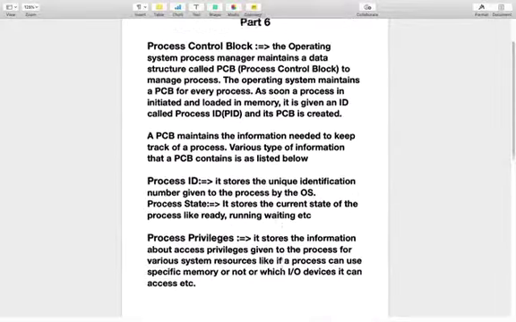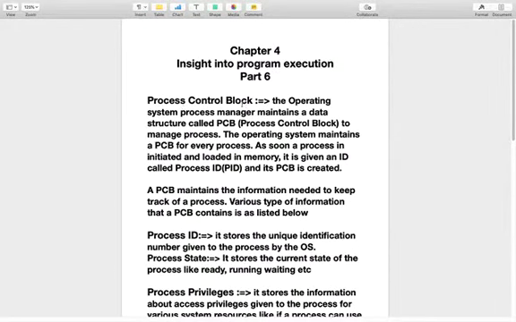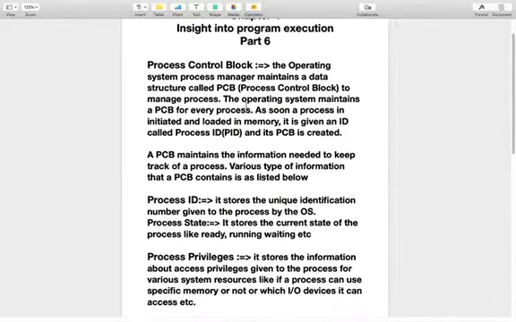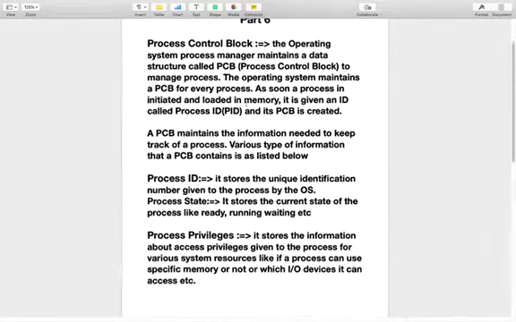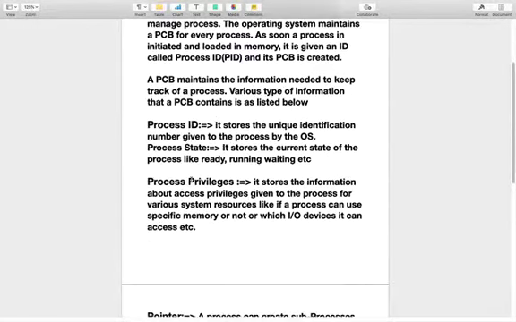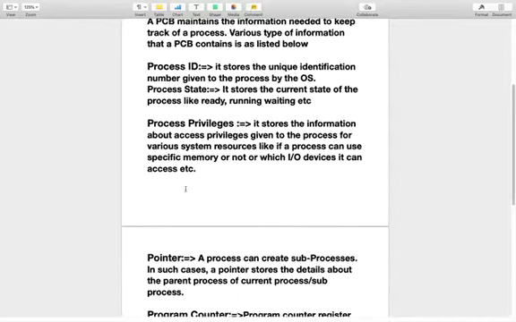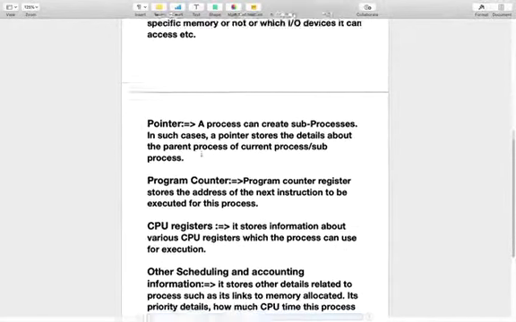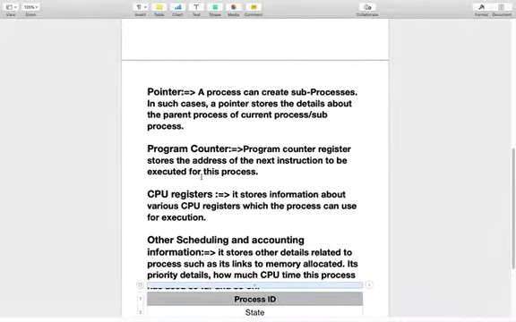So today we learned what is PCB and what kind of information the PCB stores for every process, like process ID, process state, process privilege, pointer, program counter, CPU register, and other scheduling and accounting information.